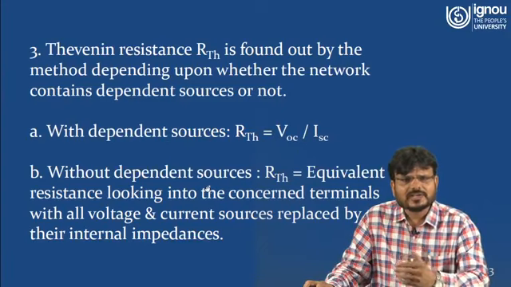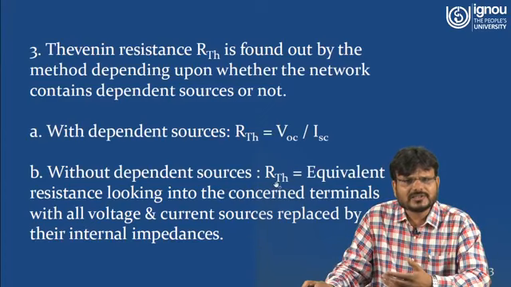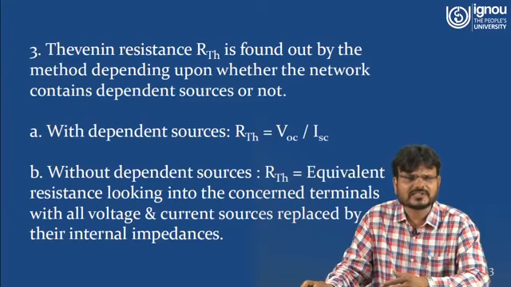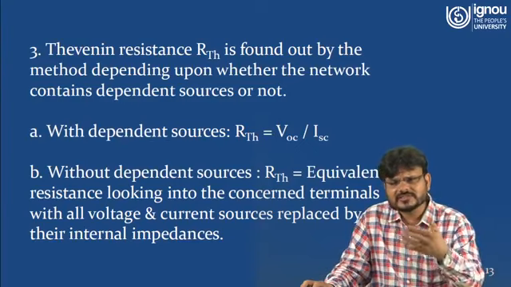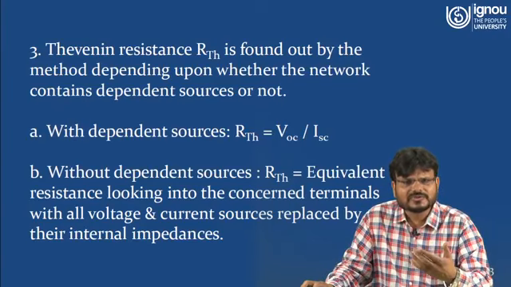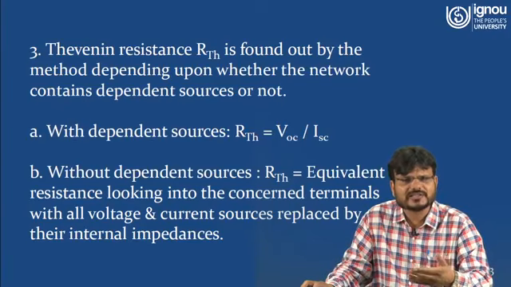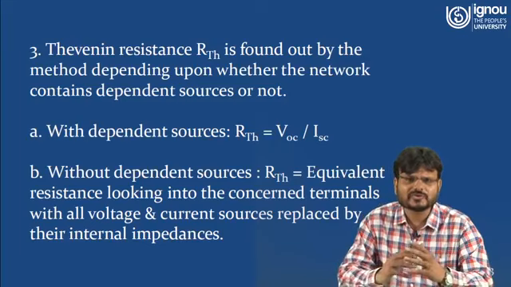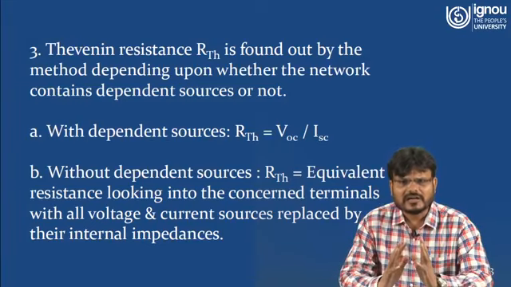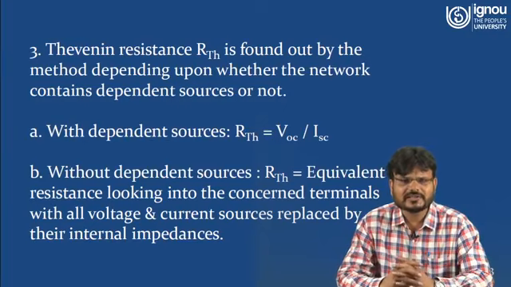Now you have to find the Thevenin resistance when there is no dependent source. So RTH can be calculated as the equivalent resistance looking into the concerned terminals with all voltage and current sources replaced by their internal impedances. If you are discussing an AC circuit, then all the energy sources are replaced by their internal impedance. If we are talking about a DC circuit, then all the ideal voltage sources or ideal current sources will be replaced by their internal resistance.